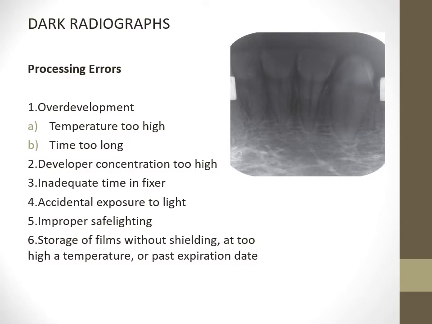Improper safe lighting: there could be a crack in the safe light filter. Somebody could come inside with a torch or with a mobile. In such times, there is improper safe lighting, and it causes a dark radiograph. Sixth one, storage of film without shielding, at too high a temperature, or past the expiry date. When films are stored without shielding, that is, the extraoral film should be stored separately and the intraoral film should be stored separately, and they should not be stored at high temperature. And even films past the expiry date should not be used. All these will cause dark radiographs.